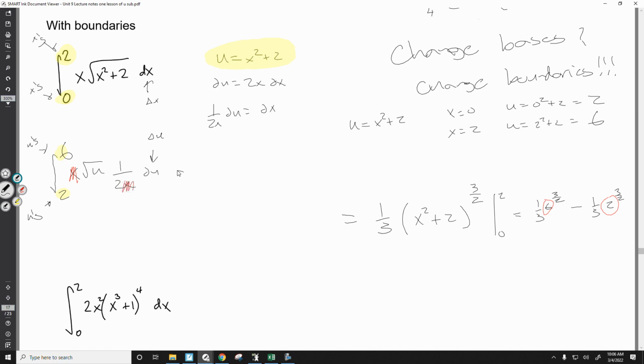If I rewrite this as 2 to 6 of 1/2 u to the 1/2, if I take the antiderivative, I get u to the 3/2 times 2/3. The 2/3 and the 1/2 cancel. Boom, I get that 1/3. Should have put plus c here, but we know it's going to go away. Watch this. We didn't have to go back to x's. We could have stayed with u's. And if you plug in 6 and 2, you're going to get that same answer.